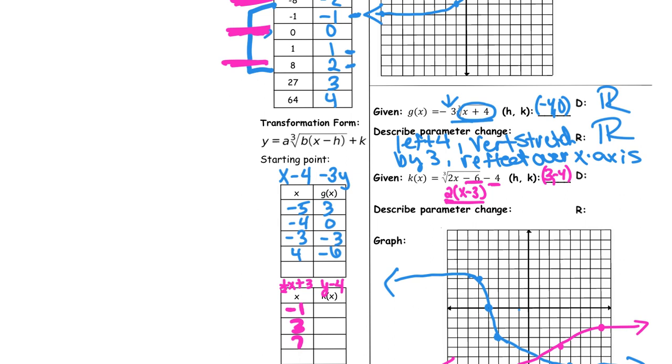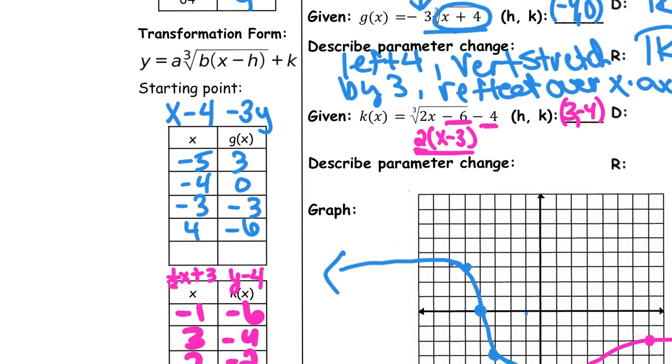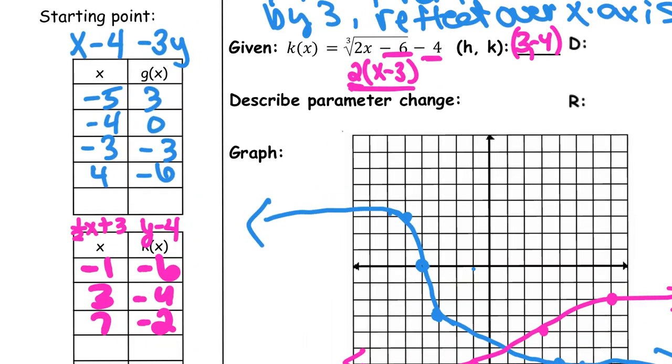Okay, so now I'm going to subtract 4 from those values. So negative 1 minus 4 is negative 5, 3 minus 4 is negative 1, and 7 minus 4 is 3. Do we have a point at 8, 2? Yes. So if you translate your table, then you could also find the points to the graph instead of moving it around if you're more comfortable with that.